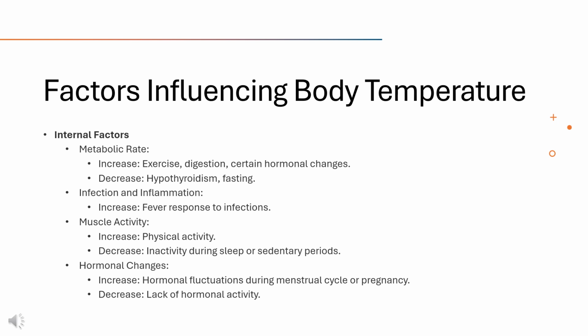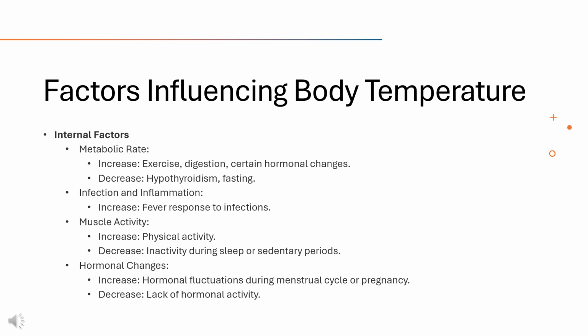Muscle activity plays a big role in regulating our body temperature. When you're active and your muscles are contracting, like during a workout or even just moving around, they generate heat. This naturally bumps up the temperature. It's like your muscles are not only keeping you moving, but also keeping you warm. On the other hand, when you're inactive, like during sleep, or if you're just sitting around for a long time, your muscles aren't producing as much heat. Consequently, your body temperature can drop a bit. This is why you might feel cooler when you first wake up or after sitting still for an extended period.